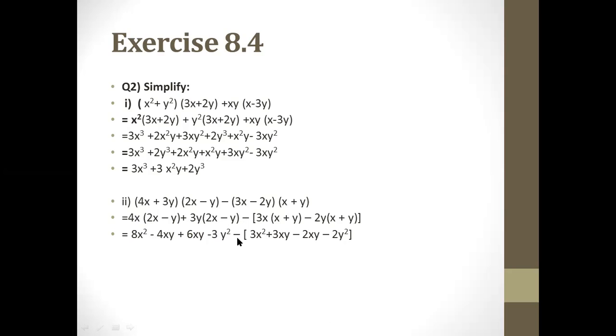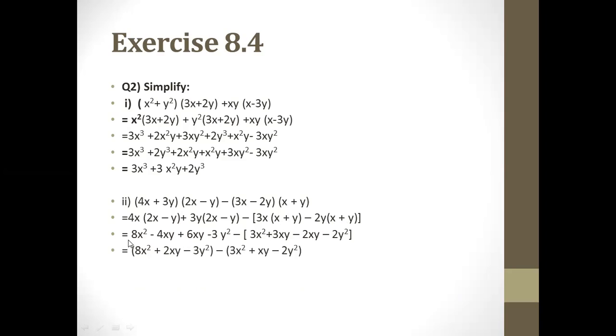Outside the bracket minus sign, you put minus sign and then put this bracket. Now 3x multiply with x, 3x square. 3x multiply with y, plus 3xy. Now here, look at the bracket. Outside the bracket, negative sign, so it will change this inner sign. So minus 2xy, plus minus 2y into y, minus 2y square.